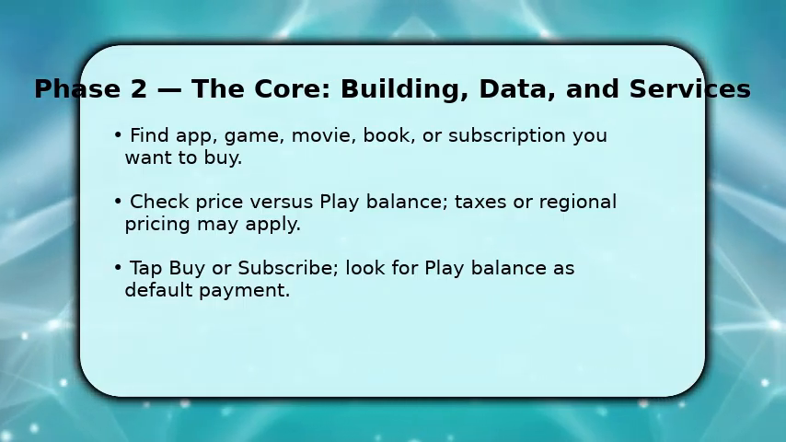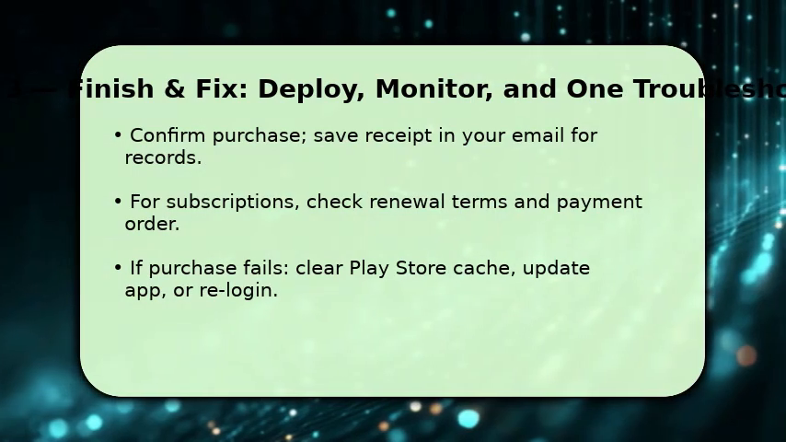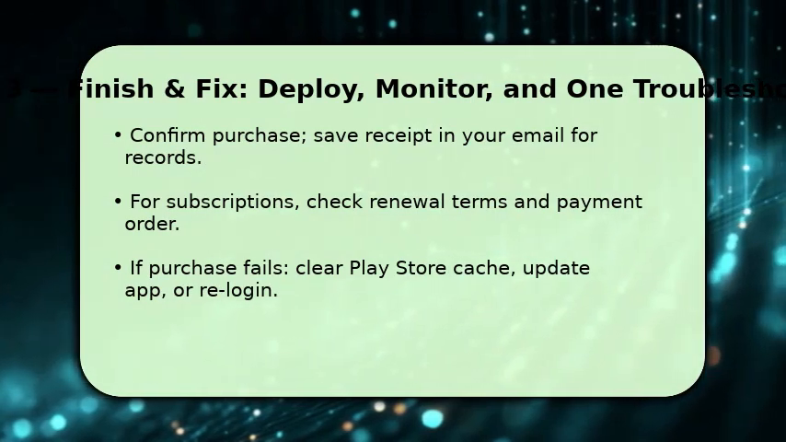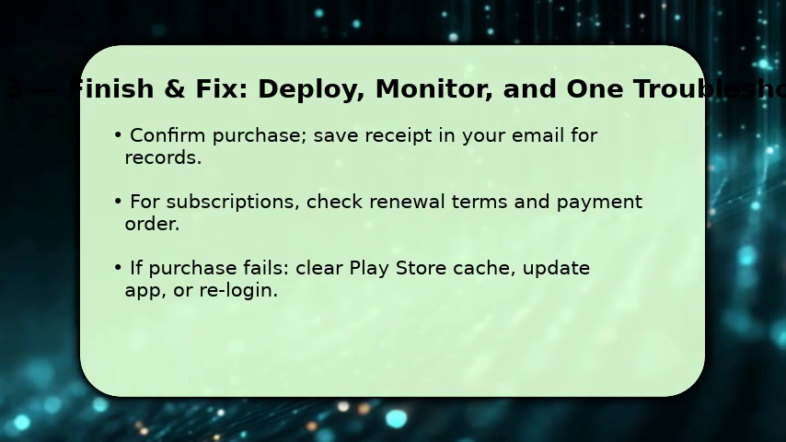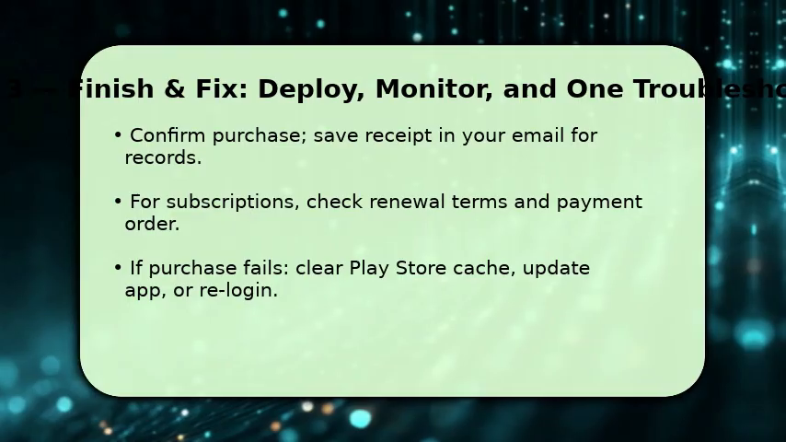You finish by confirming the purchase. Google sends a receipt to your account email. Save it for records. For subscriptions, make sure renewals are set to use Play balance and review the renewal date.